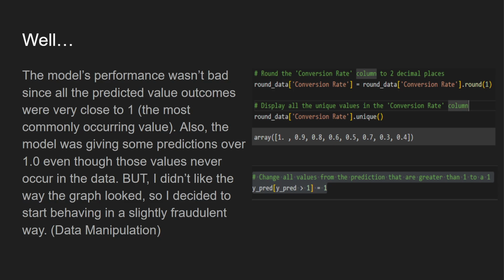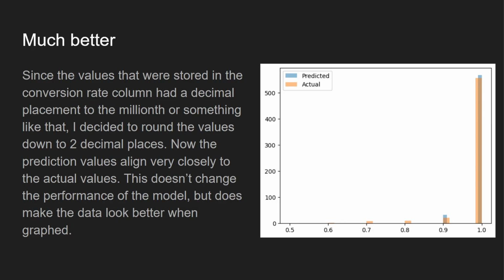But the model's performance wasn't bad, since all the predicted value outcomes were very close to 1, the most commonly occurring value in the original data. Also, the model was giving some predictions over 1, even though those values never occur in the data, and they can't. I'm sure there was a way to window that early on, but what I wound up doing was rounding it to a single decimal place, because the decimal places on these went out to the millionths or something. It was crazy, and I didn't like the way the graph looks, so I decided to start behaving in a slightly fraudulent way. I guess it's basically cooking the books a little bit to make it look nice.